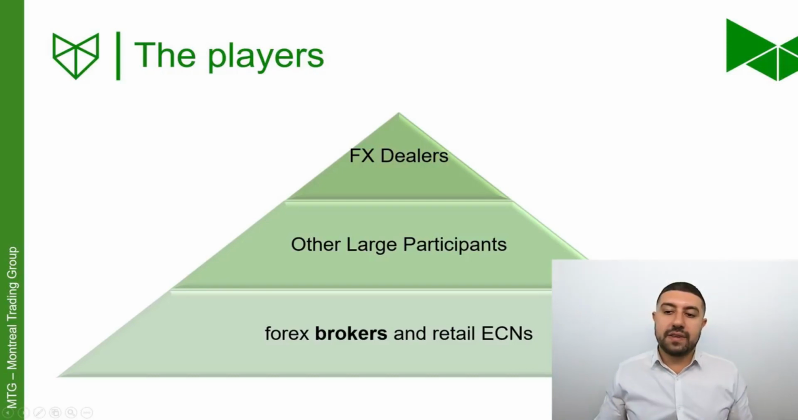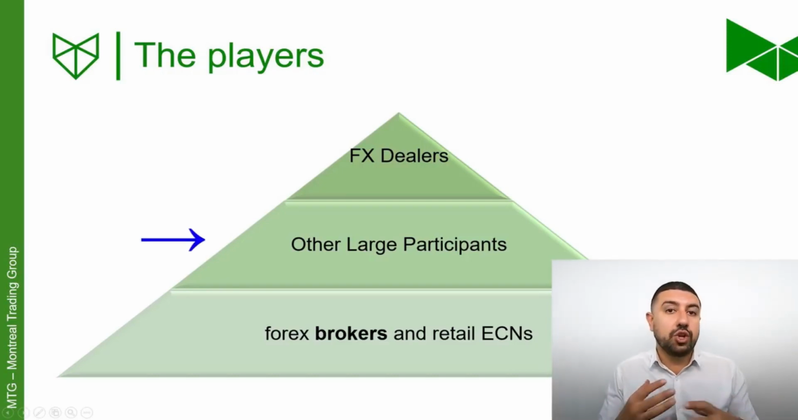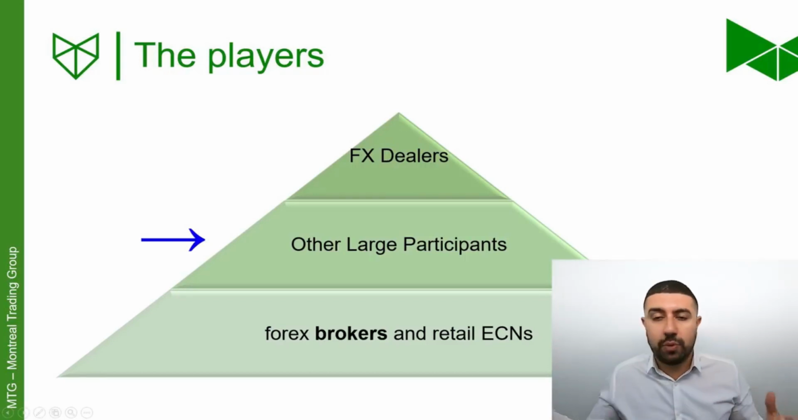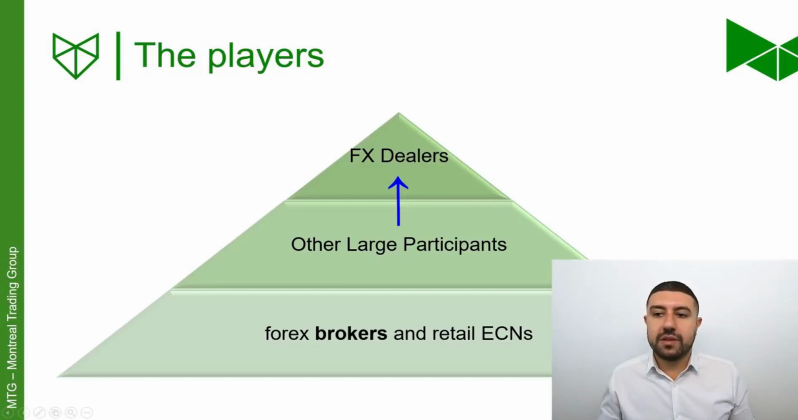So the second level here is other big participants, and these could include other banks, right? Local banks that you know of, large companies, hedge funds, very big participants, okay? And these guys would go through one of the dealers. They can go through, let's say, HSBC, or they can go through JP Morgan. Now, where are you? You're still not at this level, because this is still huge money, okay?